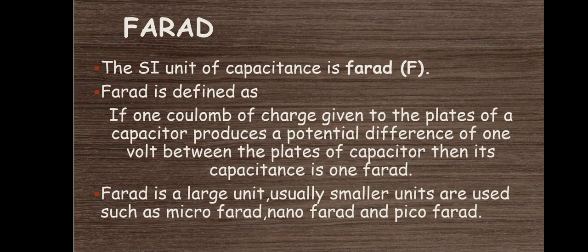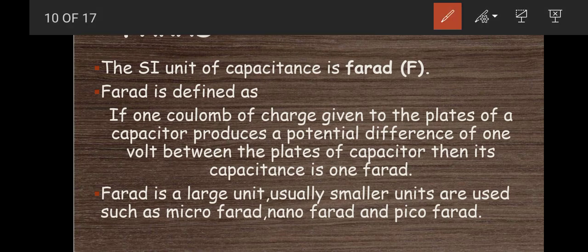Let's see how we can define farad. The SI unit of capacitance is farad, represented by capital F. Farad is defined from this formula easily, from C equals Q by V. We are having three things. If 1 coulomb of charge is given to the plates of a capacitor and produces a potential difference of 1 volt, then its capacitance will be 1 farad.